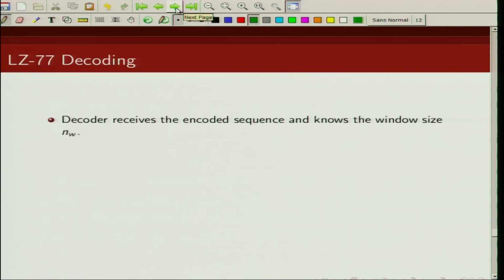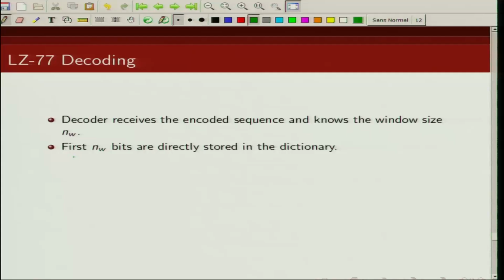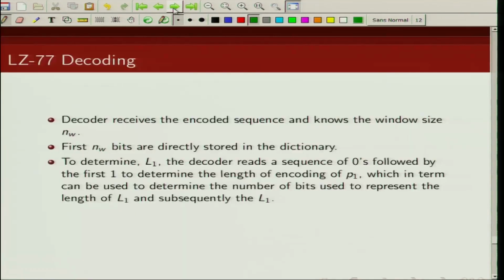Now, how does the decoding happen? The decoder will receive this encoded sequence, which is nothing but the initial NW bits and the encoding of L and M. So the first thing that the decoder has to do is, from the received sequence, find out the values of Li and Mi. The first NW bits are the initial bits that were encoded, and then to determine L1, as I said, the decoder will read a sequence of zeros followed by the first one to determine the length of the encoding, which is P1.